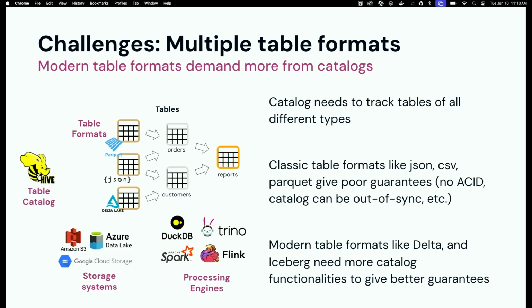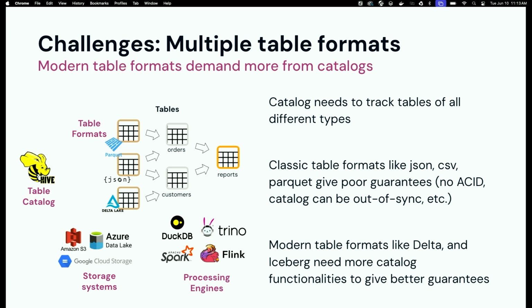And then you have to deal with multiple different table formats. Hive Catalog has been the de facto standard for almost two decades now. But the technologies underneath, the formats, have evolved. Classic table formats, JSON, CSV, Parquet, are still relevant, but they do not give all the things that a modern table workload needs. Like you don't get ACID guarantees, and you don't get whether the data on the file system is actually in sync with the metadata in the catalog. All of these are problems that every data engineer has to deal with.